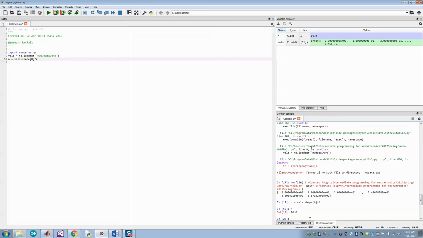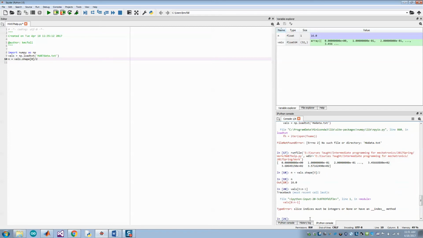Anyway, so I want to extract out of vowels the first, I want to get 0 up through n minus 1, I think. Yes, so those need to be integers. So that's interesting that the division ends up returning a float. So we want to convert that into an integer. Okay, you know what, we can just do this in the script. So let's do print vowels 0 to n minus 1. Okay, let's try that. Let's see if that works now that I converted n into an integer.